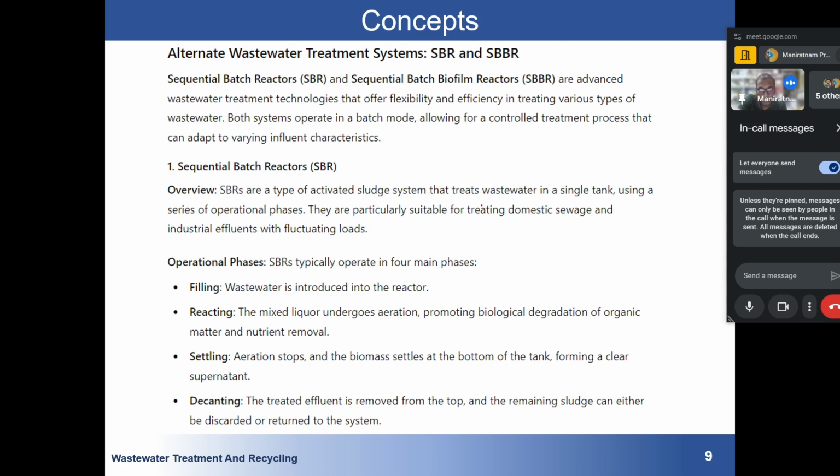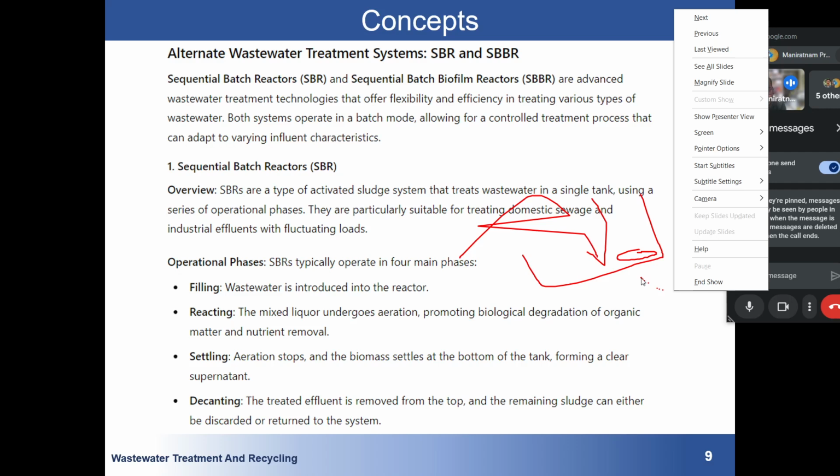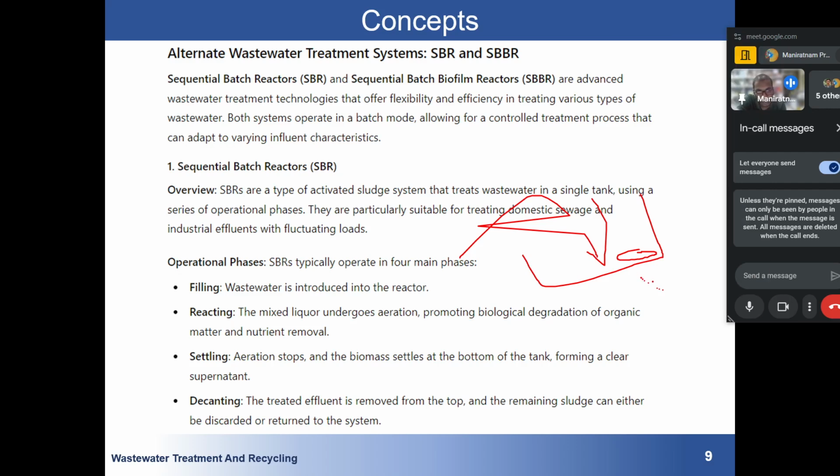As it is known as activated sludge, this system contains some kind of bacteria that will already be activated. Once the wastewater is filled and aeration is done, the bacteria present here get food and oxygen, so they start degrading our organic matter.